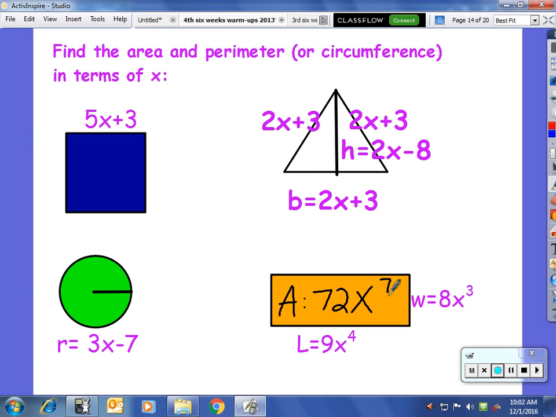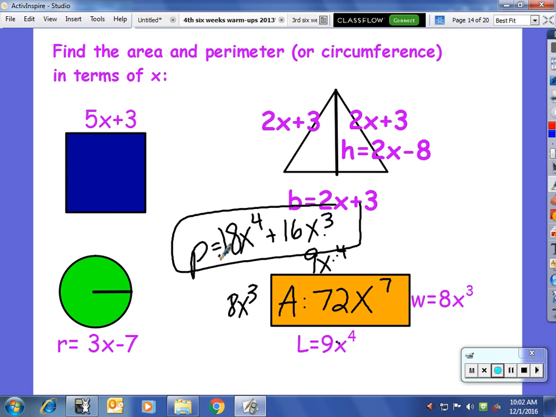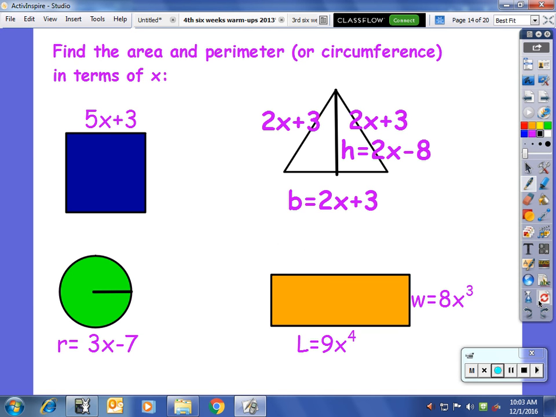That's the area. Now perimeter is adding up all the sides, and if you have like terms, you want to put them together. So 9x to the 4th plus the other 9x to the 4th would give you 18x to the 4th. On perimeter, your exponents don't change. 8x to the 3rd plus the other 8x to the 3rd would give you 16x to the 3rd. Why can't I put those groups together? They're not like terms. So the final answer is just 18x to the 4th plus 16x to the 3rd. Okay, so that set of problems could definitely appear on your test tomorrow with different numbers.